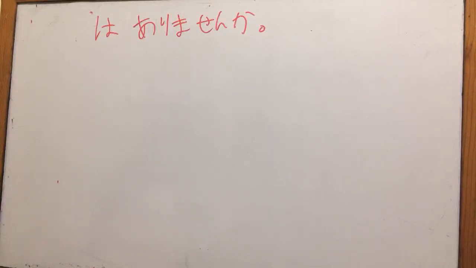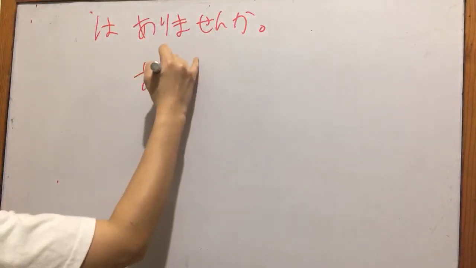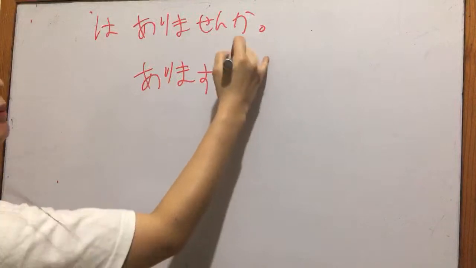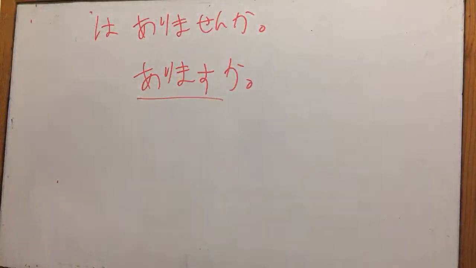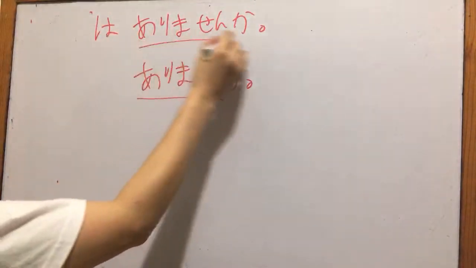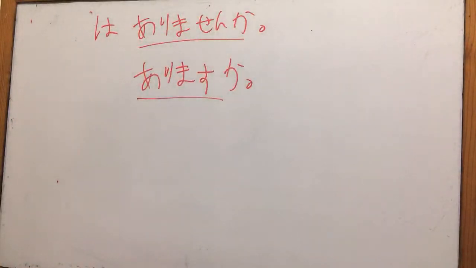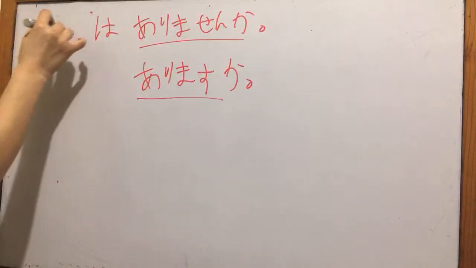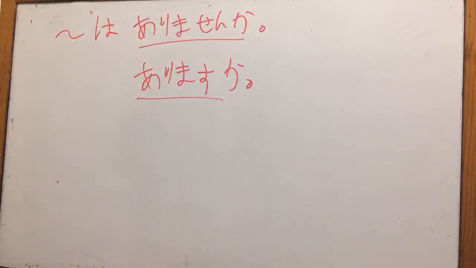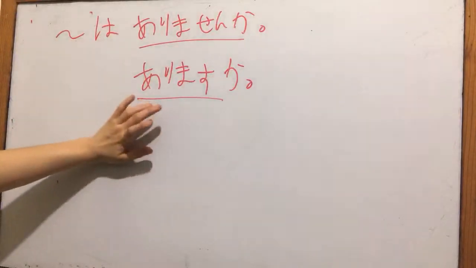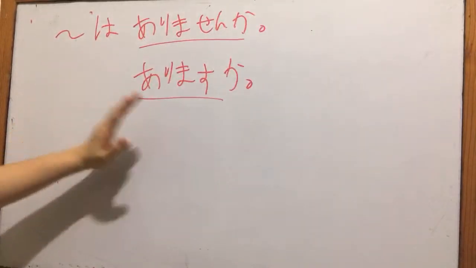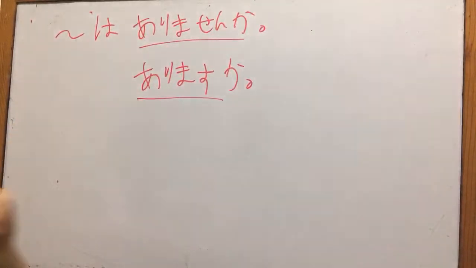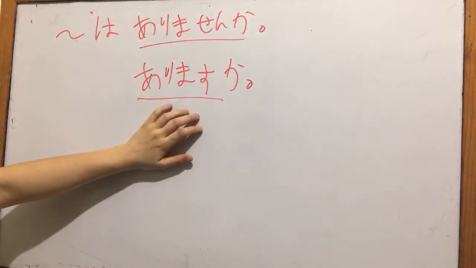So, instead of using arimasu ka, diba? Arimasu is positive. Arimasen ka is the negative, right? The negative sentence. The negative of the verb. So, for example, chili sauce wa arimasen ka? So, don't you have a chili sauce? Instead of asking, chili sauce wa arimasu ka? So, what's the difference? In English, do you have a chili sauce?